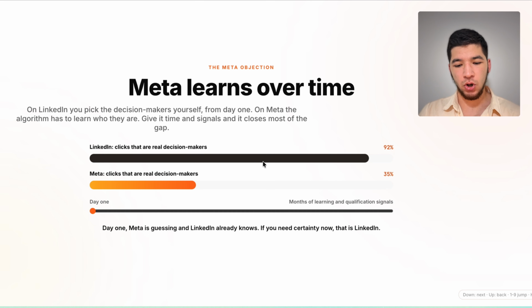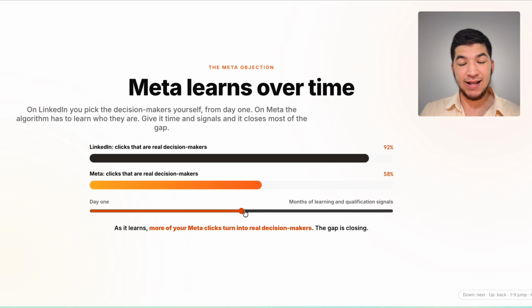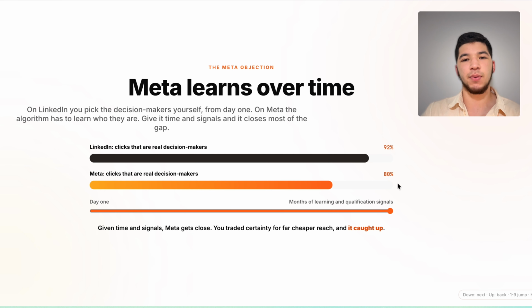But here's how Meta learns over time, right? So first, day one, LinkedIn gets you more decision makers, like 92% of your ads shown to decision makers, and let's say 35% of your ads show to decision makers on Meta. And so as time goes by, Meta increases that number, right? Because it learns, the algorithm learns, and eventually it gets to about 80%. Still not as close to LinkedIn, but then you also pay cheaper, so it makes sense.